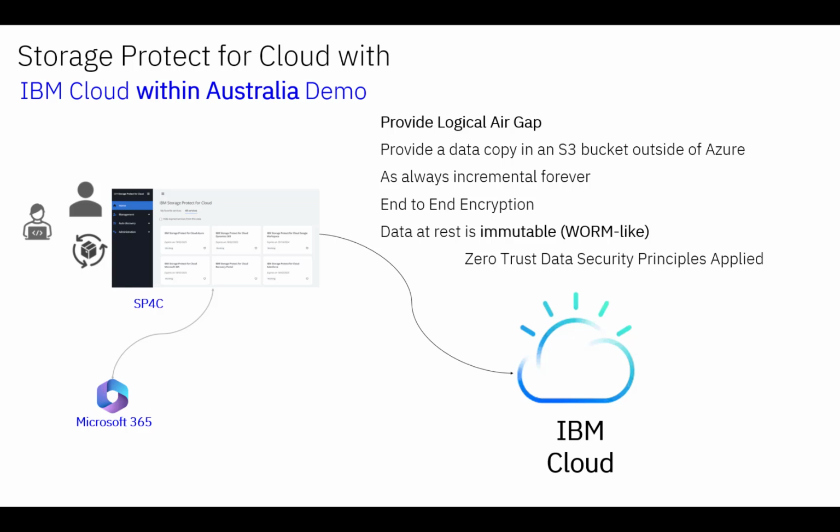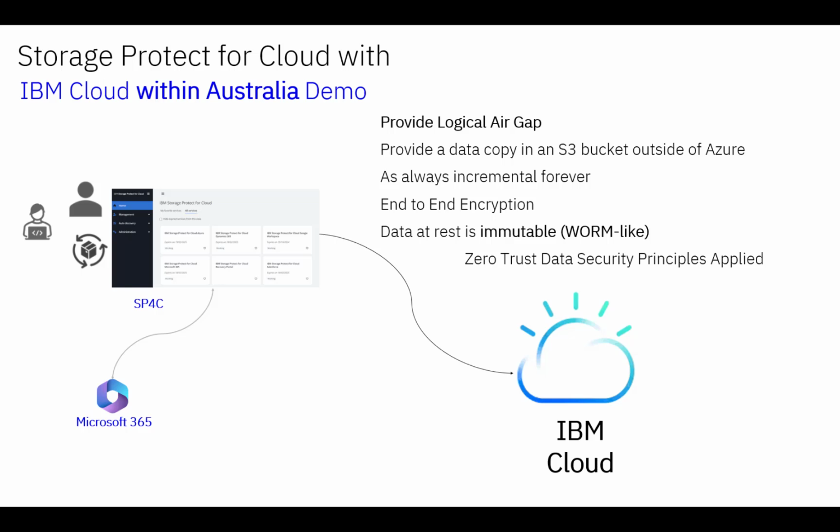So, Storage Protect for Cloud with IBM Cloud within Australia demo. Recently I set up my IBM Storage Protect for Cloud environment, which is hooked into my tenancy with Microsoft 365 to provide a logical air gap to IBM Cloud. And this could also be called a multi-cloud architecture, where you're taking a copy out of the Azure tenancy and storing it somewhere else. And of course, as always, this is incremental forever.